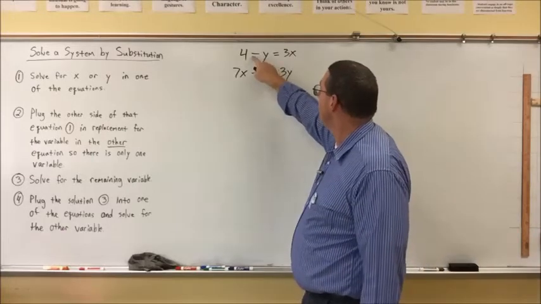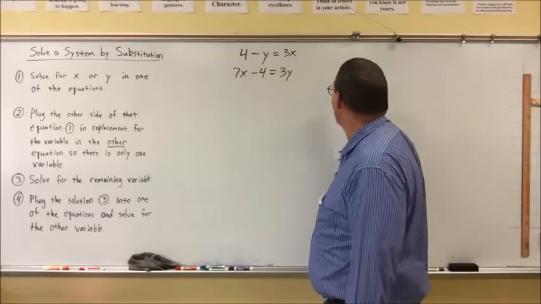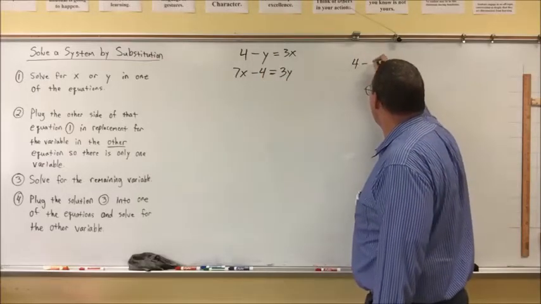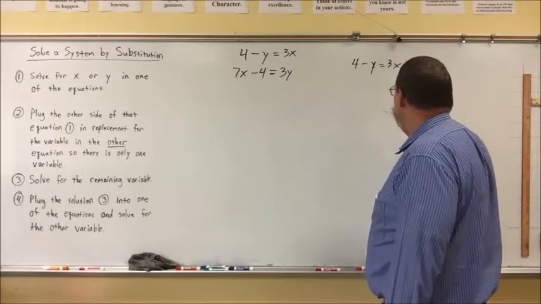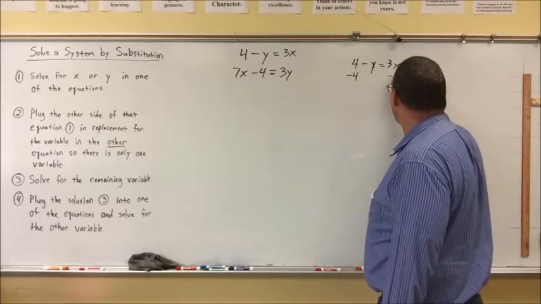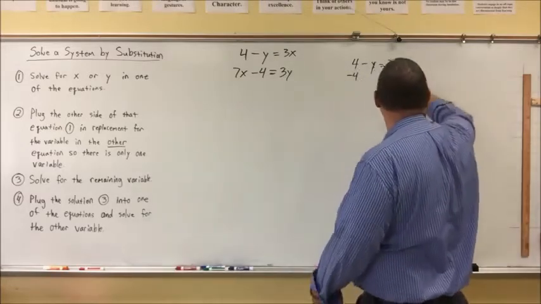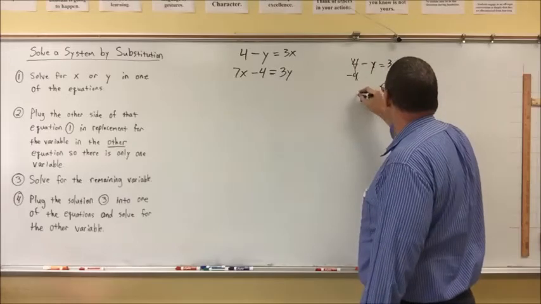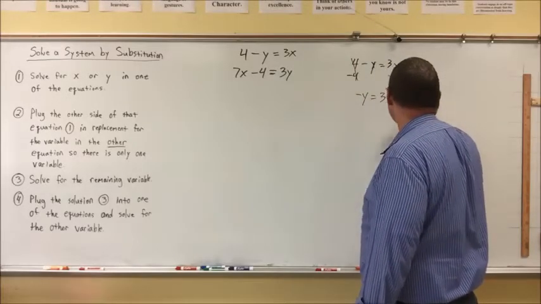So here I can divide by -1 to get rid of that negative, and so I'm going to stick with the top equation. I'm going to write 4 minus y is equal to 3x. And so I can subtract 4 from both sides, cancel the 4, and I get negative y is equal to 3x minus 4.